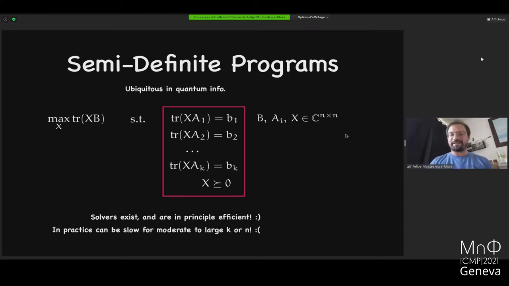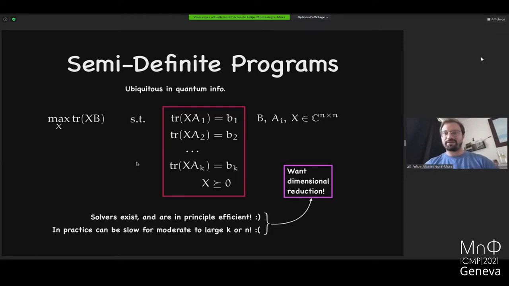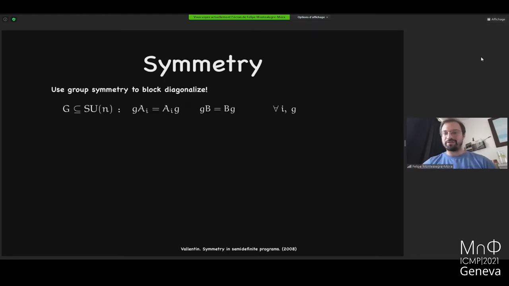But the bad part is that if the number of linear relations or the dimension grows too much, this starts becoming really slow in practice. So we want some way of reducing the dimension of these semidefinite programs. And what we'll do is use symmetry. Many times these semidefinite programs have symmetries. For example, consider a unitary symmetry, which is very common. This would be a subgroup of the unitary group in any dimension, a group of n-by-n unitary matrices. And what we require is a decomposition of the A_i matrices and the B matrices.